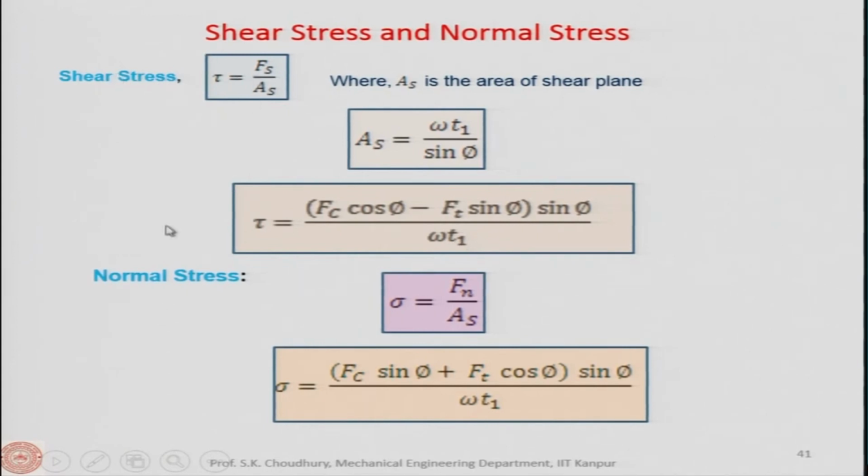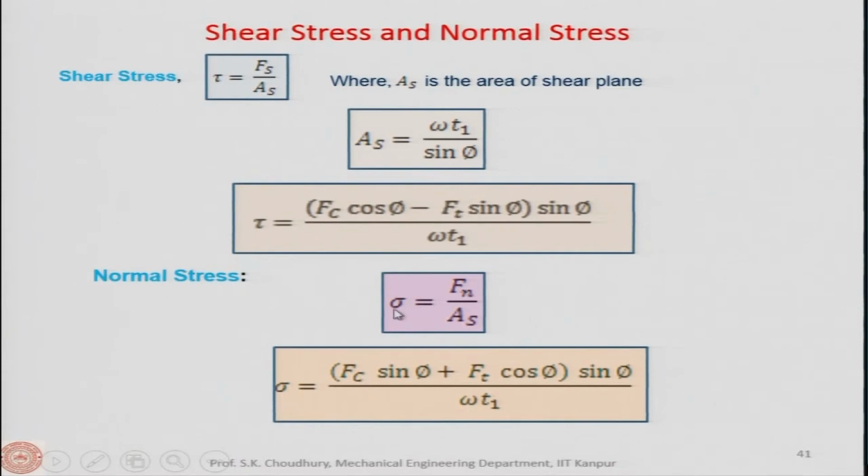Similar to the shear stress, we can find out the normal stress, which is Fs by As. In case of normal stress, this will be Fn, because it is a normal stress, divided by the same area of the shear plane, because we are measuring along the shear plane. We are determining analytically what will be the shear stress and the normal stress along the shear plane angle. So, therefore, here it will be the area of the shear plane.